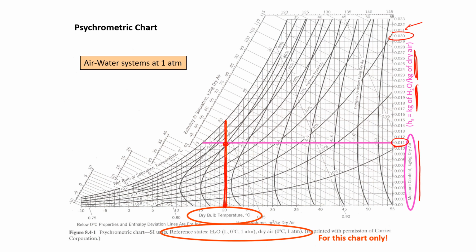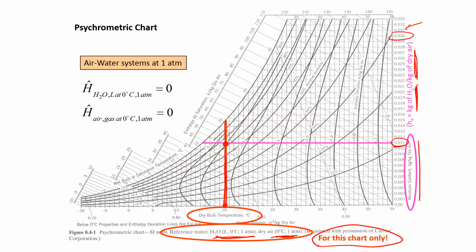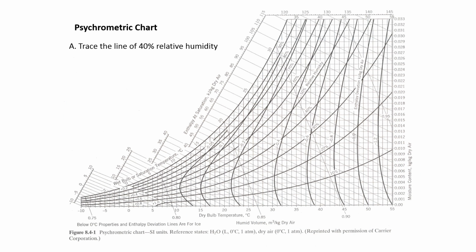Okay, so for this chart, the reference state for liquid is 0 degrees Celsius and 1 atmosphere, and the dry air is also at 0 degrees Celsius and 1 atmosphere. But this is for this chart only. It's going to be different for other charts. So just keep that in mind, because with enthalpy we often compute deltas, and so if you mix and match enthalpies from different charts, it can often lead to great errors.